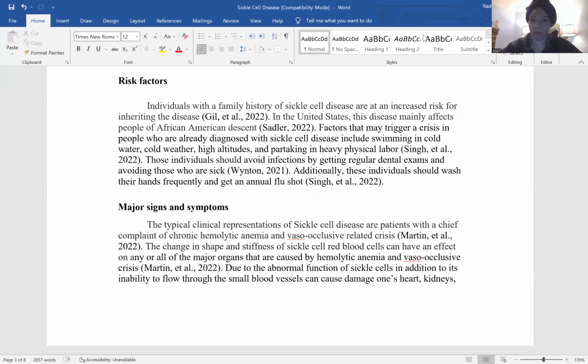Those individuals should avoid infections by getting regular dental exams and avoiding those who are sick. Additionally, these individuals should wash their hands frequently and get an annual flu shot.